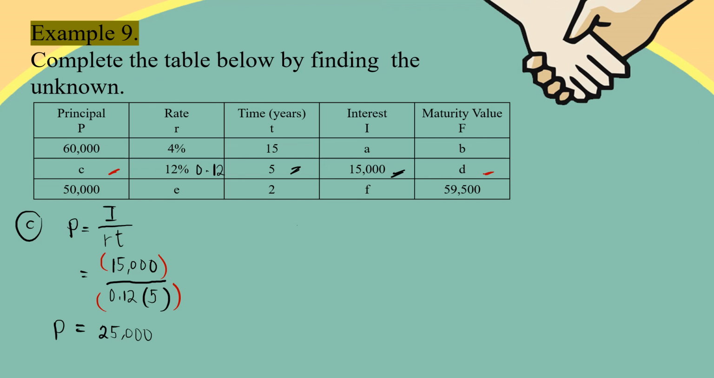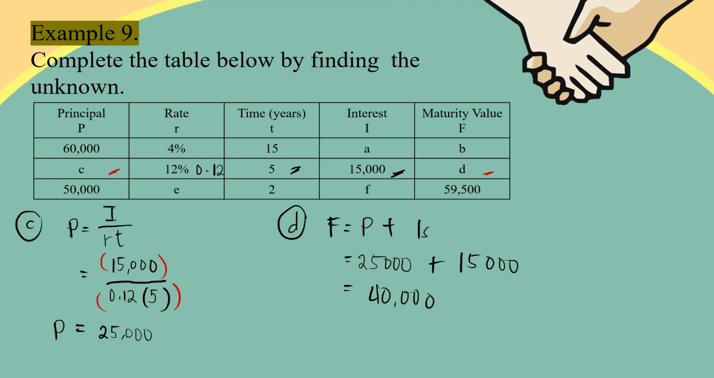Okay, so next is the future value or the maturity value. Since given si principal at interest, pwede natin yung ipag-add na lang. Principal plus the interest. Okay, so ang principal ay 25,000. Then, yung interest ay 15,000. So, 25,000 plus 15,000 is 40,000. So, ito yung ating future value or the maturity value. Okay? So, last.